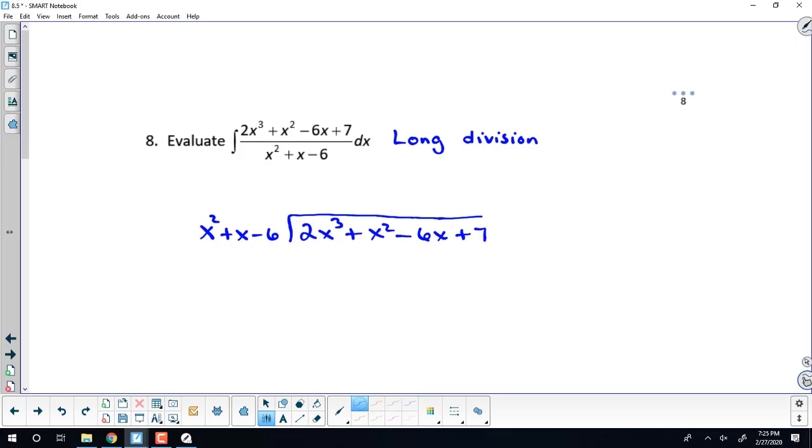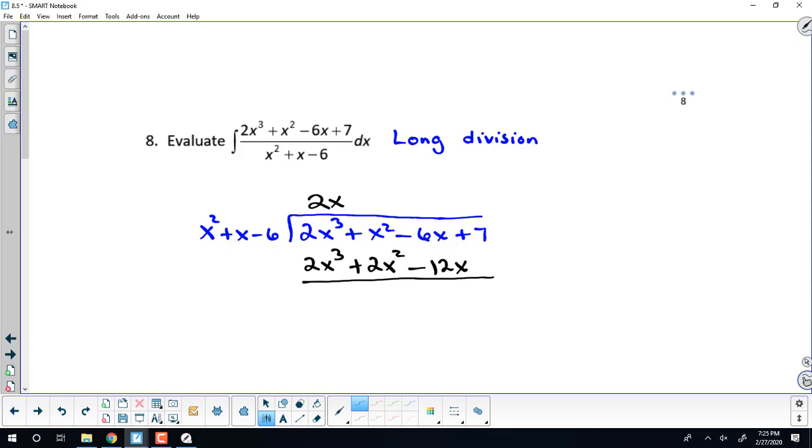So we need a 2x here. So we can have a 2x cubed plus 2x squared minus 12x. And then just remember to subtract off all of those terms.